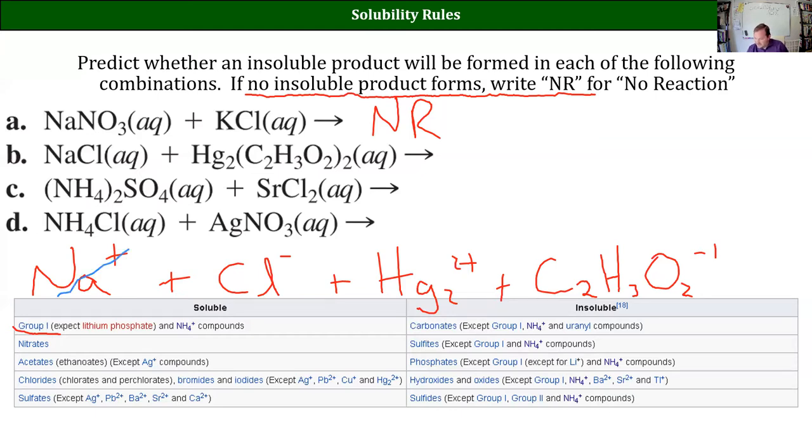And we could look at acetate. Acetate is on here, and it's always soluble except for silver ions. We don't have any silver ions. So acetate's not doing anything.